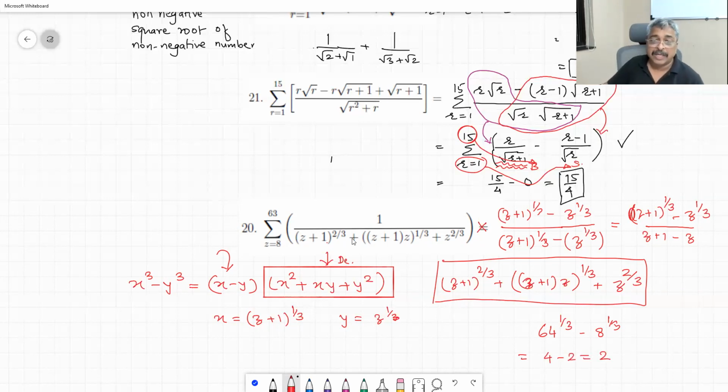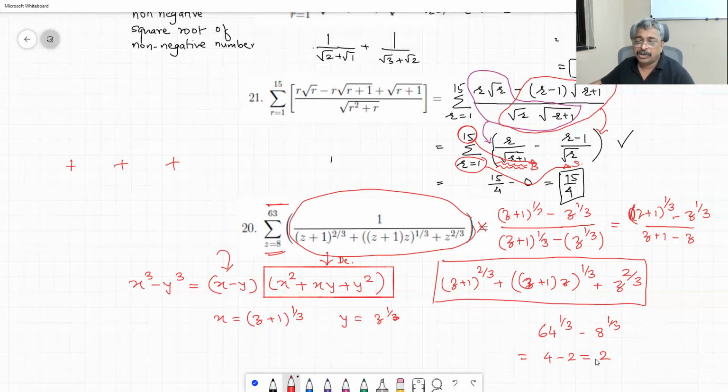Can you believe that such a bad expression, when added from 8 to 63, if you just write it in terms of plus, plus, plus something, it is going to be such a bad irrational looking expression. But when you add these many terms, the summation is going to be equal to the integer 2. That is because this problem is designed like this.